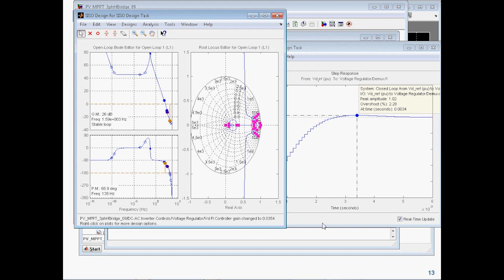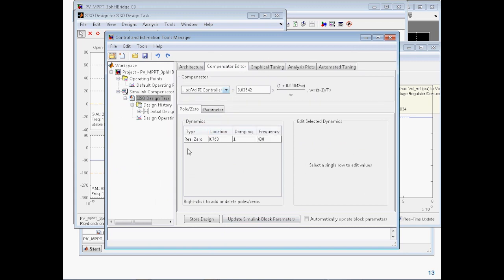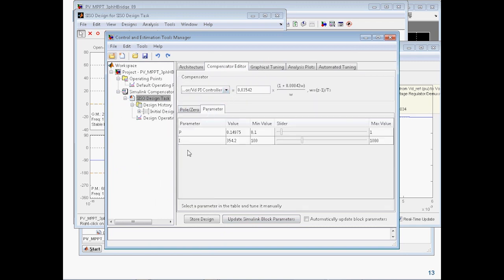So let me, where's my compensator task here? This is my compensator editor. I'm seeing my parameters, my PI. I could tune them with these sliders. It's giving me the values. I can store the design if I want, or directly update the Simulink model parameters.